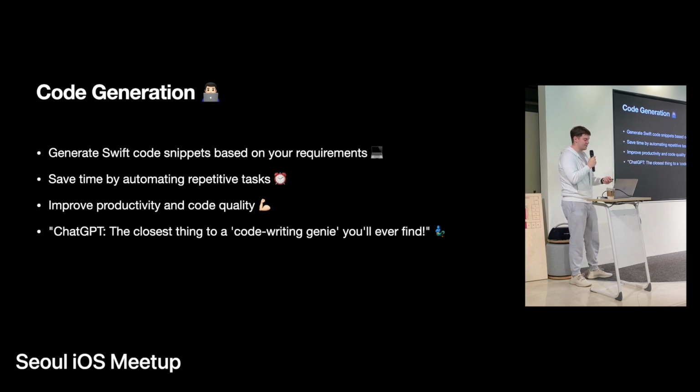And then this is a, how do you call this? Forgot the word. But like a phrase that ChatGPT made. So it's the closest thing to a code writing genie you'll ever find. This is literally a quote by ChatGPT, because I asked it. This whole presentation was made using ChatGPT.